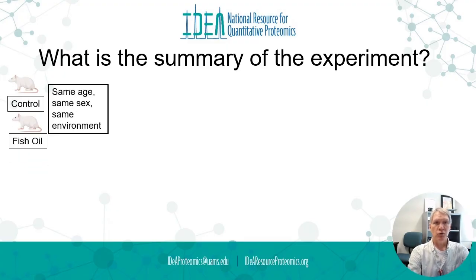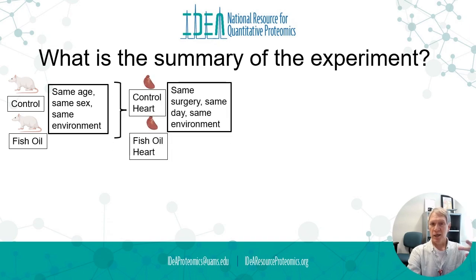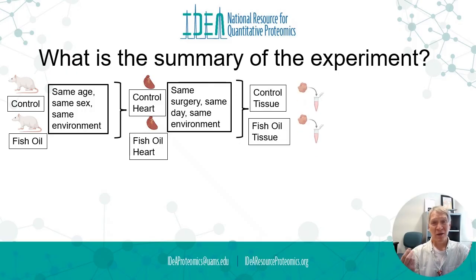So we're going to have two groups, a control group and a fish oil group, fed to different mouse populations, same sex, same age, same environment as much as we can. We're going to have some surgeries on the heart, control heart and the fish oil heart. We're going to try to do that on the same day in the same environment, maybe even by the same sets of hands if we can. And that'll be tough to do, that many surgeries.